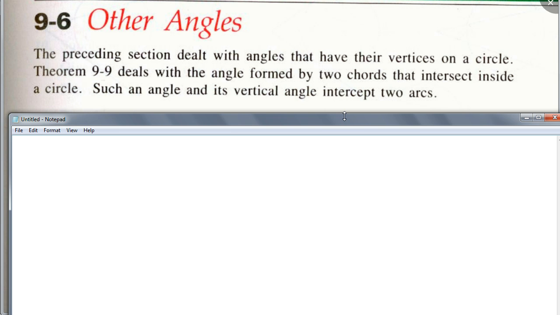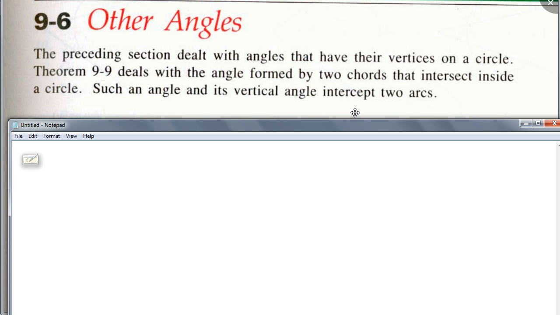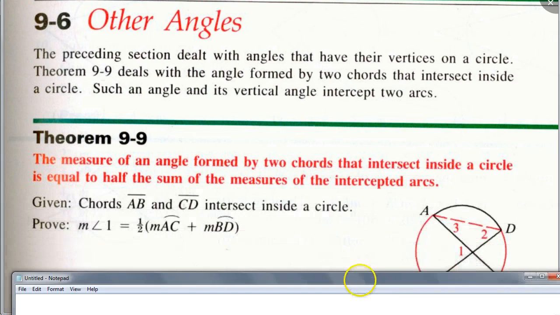Okay, so this theorem in this section is first. Last time we had inscribed angles and so forth. This time we're gonna have something a little bit different. Okay, so that's why they say other angles. So take a look at this one right here.